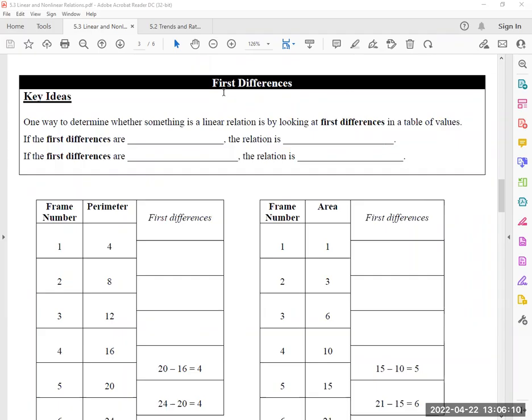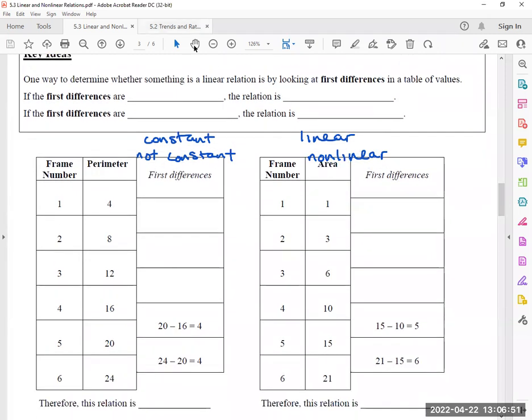The first time you're doing a difference. So, this is what you're looking for. One way to determine whether something is linear or not when you're given numbers is to look at the first set of subtractions, first differences. If the first differences are constant, the relation is linear. If the first differences are, well, not constant, the relation is nonlinear. I think it sort of makes sense. So let's do it.